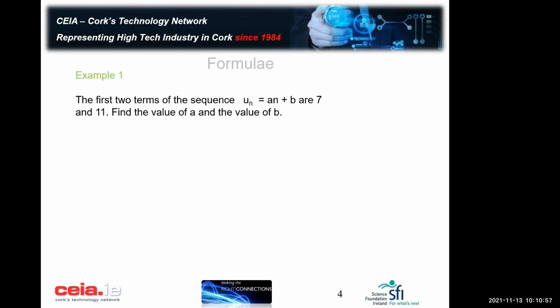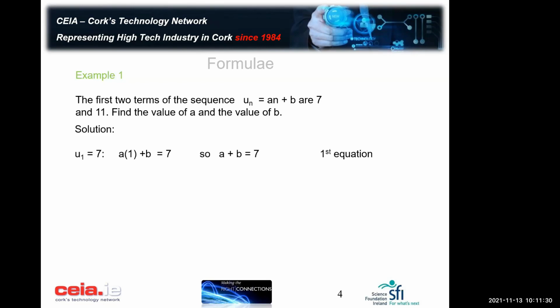So we'll do an example. The first two terms of the sequence u of n is equal to a n plus b are 7 and 11. Find the value of a and the value of b. So they basically said the general term for any term in a particular sequence is u of n is equal to a n plus b. A and b are variables which we need to solve. But they have helped us in that they've told us that the first two terms of the sequence are 7 and 11.